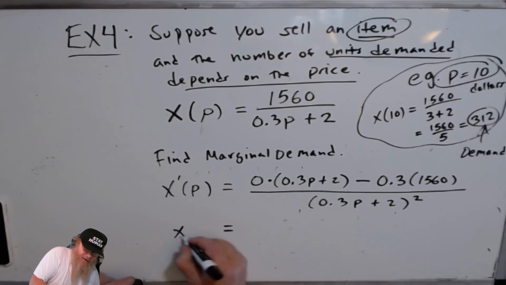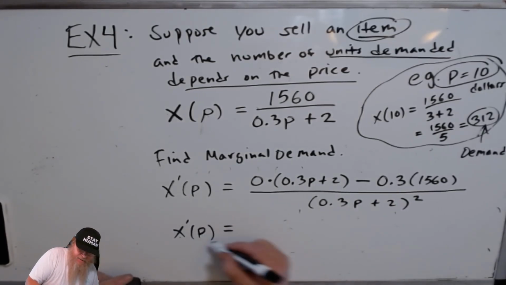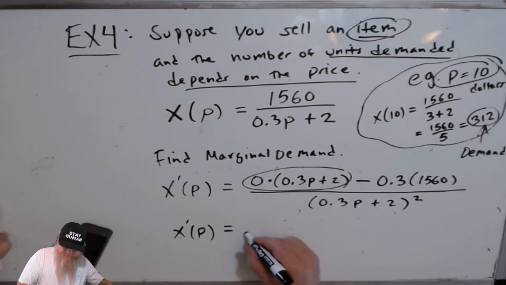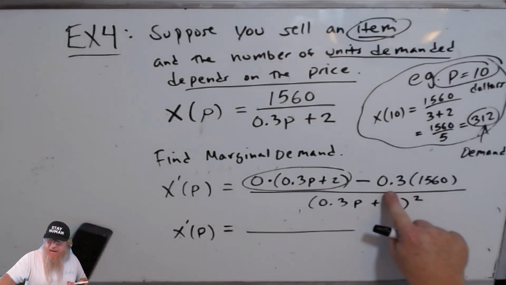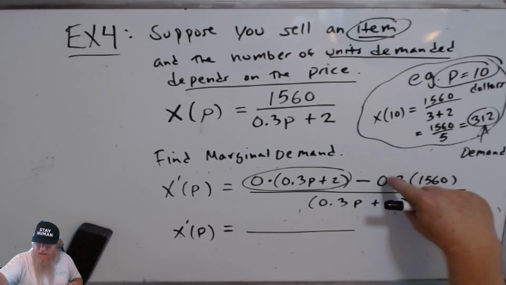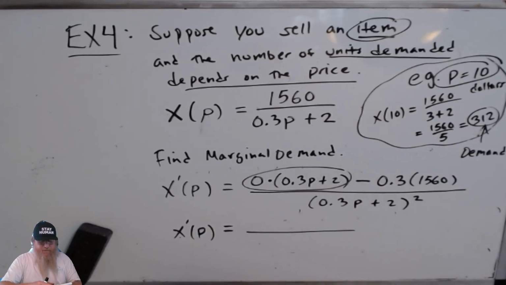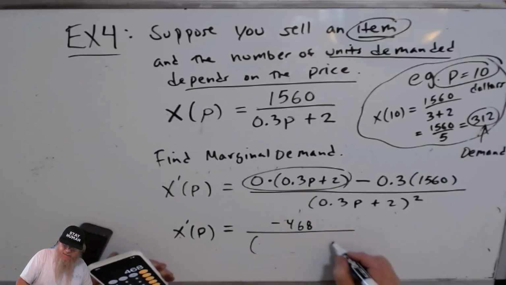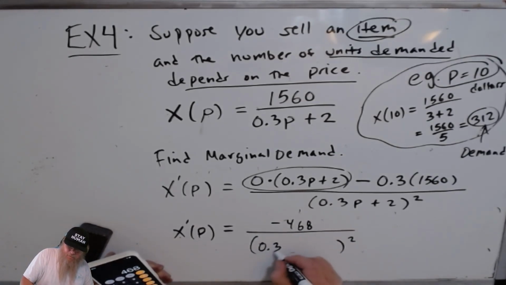So this is X prime of P. Now this is 0. Well, I guess that's kind of like the chain rule, right? It's the derivative times the derivative of the inside, which is 0.3. So 0.3 times 1560. So that's negative 468 over the denominator squared.